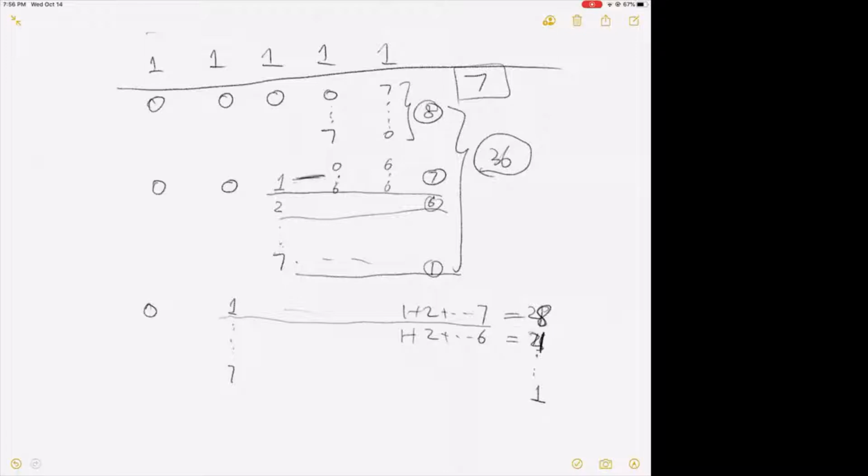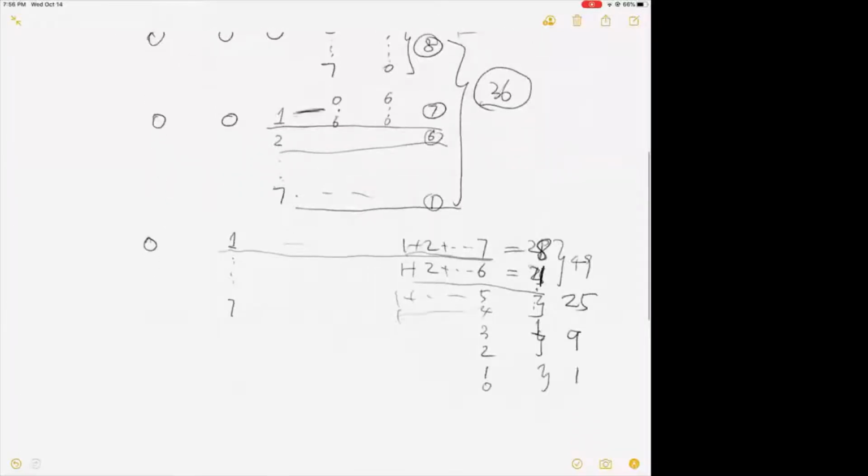So then I saw that you could pair 1 to 7 with 1 to 6, 1 to 5 with 1 to 4, and so on. This will be 5 squared, 5 squared was 25. And you keep on doing it until 3 and 2, that will be 9. And then 1 and 0, that will be 1. So if you add them up, you get 75 plus 9, which is 84.